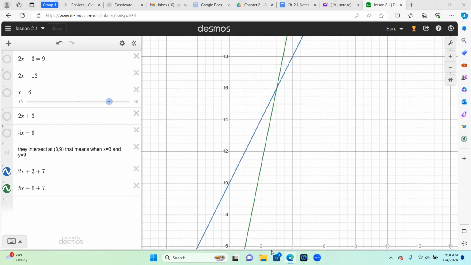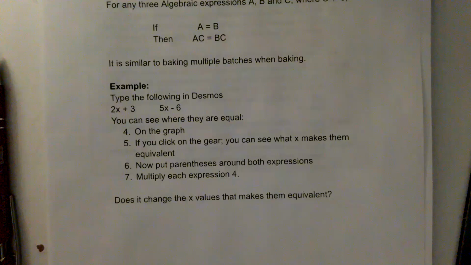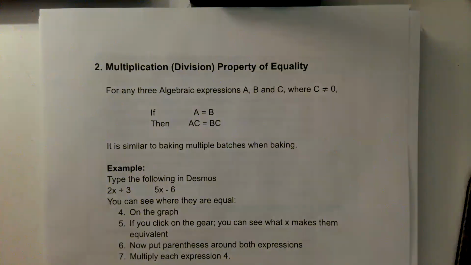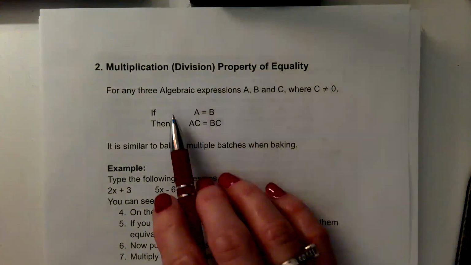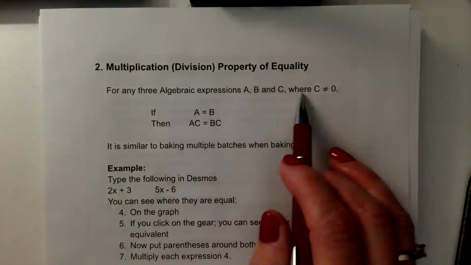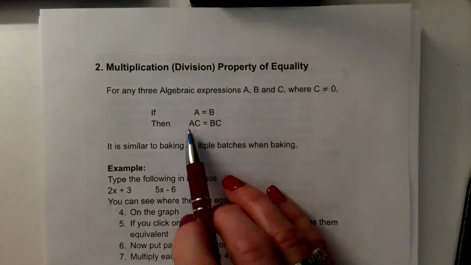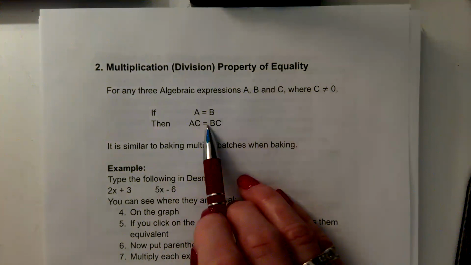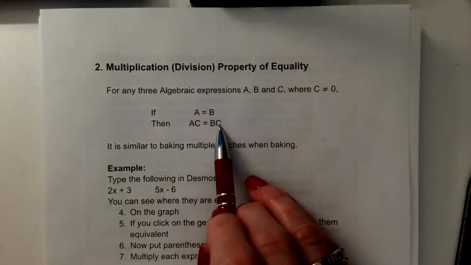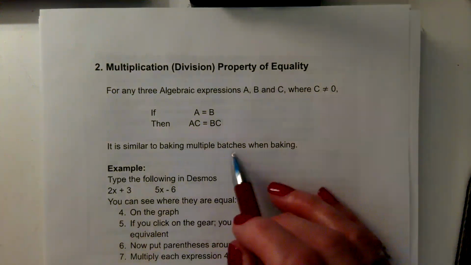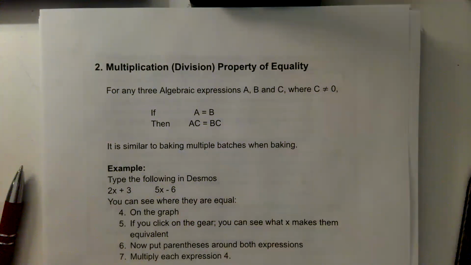So let's go back to our paper. Another truth that we're going to look at today is the multiplication or division property of equality. For any 3 algebraic expressions, A, B, and C, where C cannot equal 0, if we know that A and B equal each other, we can multiply A by C, and it will still equal if we multiply B with C. Again, this is similar to baking, where we multiply and do multiple batches of baking. We can multiply the amount of the ingredients as long as we multiply each ingredient by the same amount.